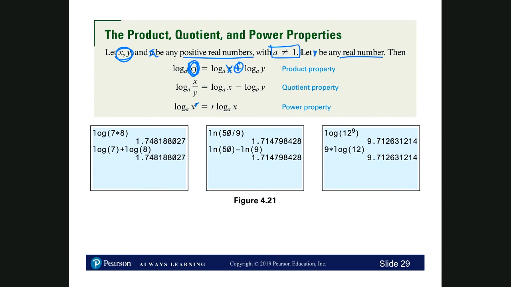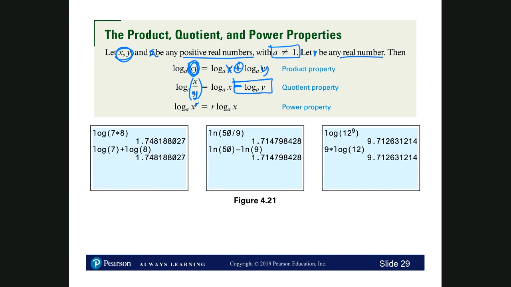Then we have the quotient property. So if you have the log of a quotient, that's x divided by y, you can expand it into the difference of two logs. So here, since y is dividing x on the left, that is the reason why you put a negative in front of it. That's how you know which one has the positive sign and which one has the negative one.